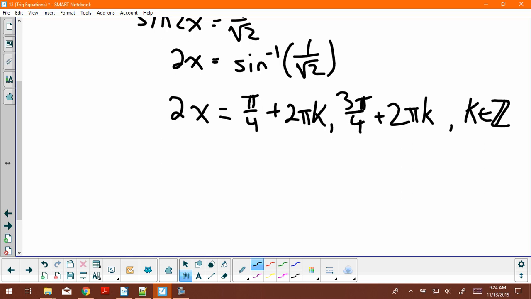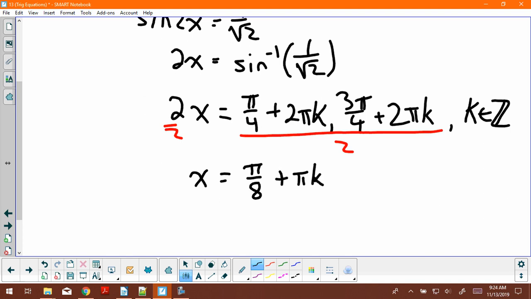My final step is going to be to isolate x. So I'm going to have to divide all of the things by 2. Everything over here is going to get divided by 2. So pi over 4 divided by 2, half of pi over 4, is pi over 8. 2 pi k divided by 2 would be just pi k. 3 pi over 4 divided by 2 is 3 pi over 8. And 2 pi k divided by 2 is pi k. And k is still an element of the integers. So there's our full solution to that equation.